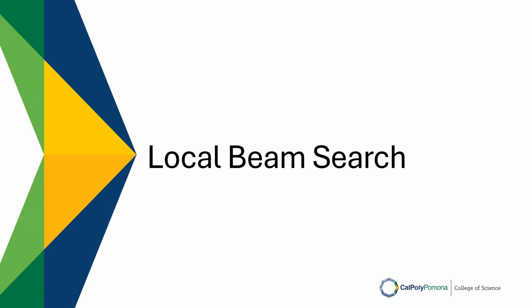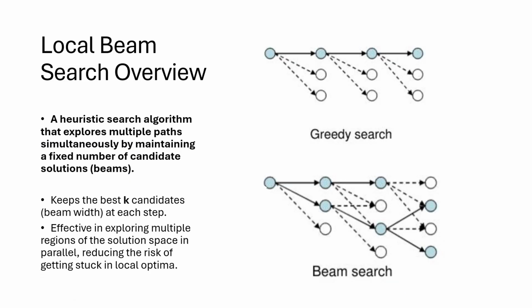Now let's move to local beam search. Let's start by understanding what local beam search is. Local beam search is a heuristic search algorithm that maintains a fixed number of candidate solutions, what we call beams, at each iteration. Unlike greedy search, which focuses on one path at a time, local beam search simultaneously explores multiple paths in parallel. If you look at the diagram here, you will see the comparison between greedy search and beam search.